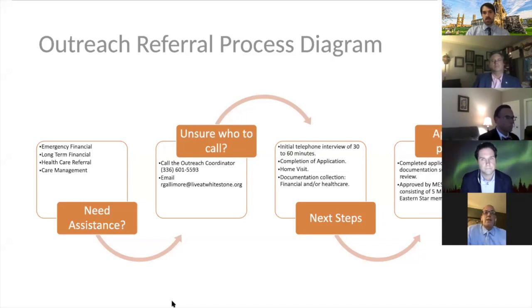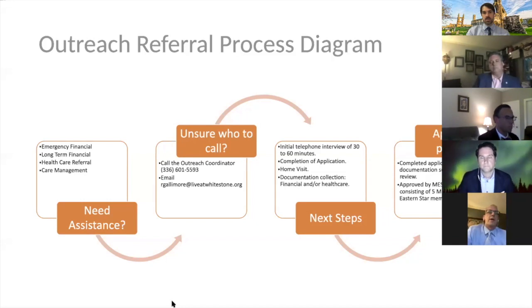So what would happen then is that Rebecca would do an initial phone interview with the applicant, start to complete the application, take in some information, then potentially a home visit may or may not be necessary. And then Rebecca would come out and do a face-to-face interview at that time, if appropriate. And then last but not least, we gather up all that information.